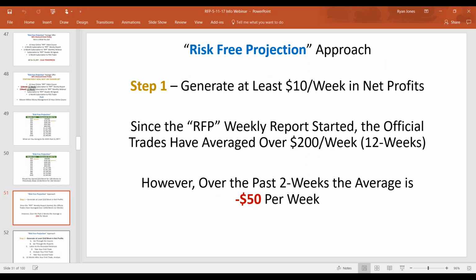Generate at least $10 a week in net profits. And since the RFP weekly report started, and this slide is a little old, the official trades have averaged over $200 a week over the course of 12 weeks. That's actually $185, right? However, over the last 2 weeks, the average has been negative $50. All right, so I am talking about averages. I'm not saying that you are guaranteed to make money every single week by any long shot of the imagination. I'm talking about over the course of 10, 12 weeks, see what you average, and then move forward.